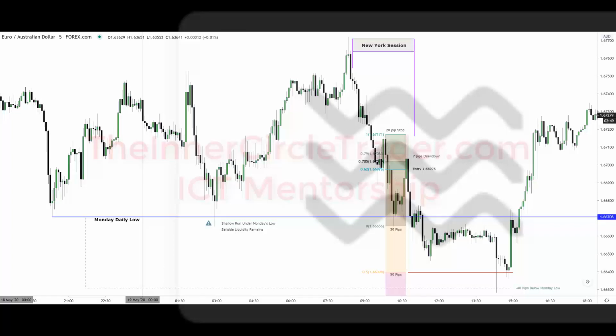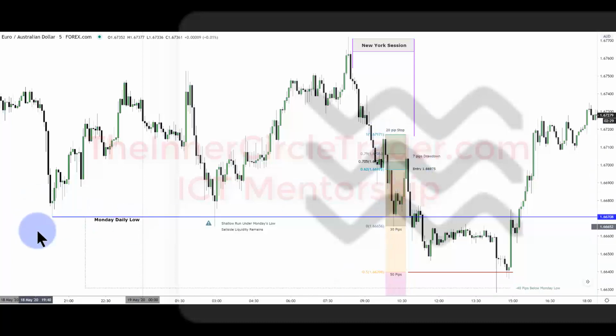So this is the details for the example number 9, which was Euro Aussie. It was a short, and the example was found on May 19th, 2020. The chart's already trained in on the 5-minute chart. So we have the optimal trade entry in here.